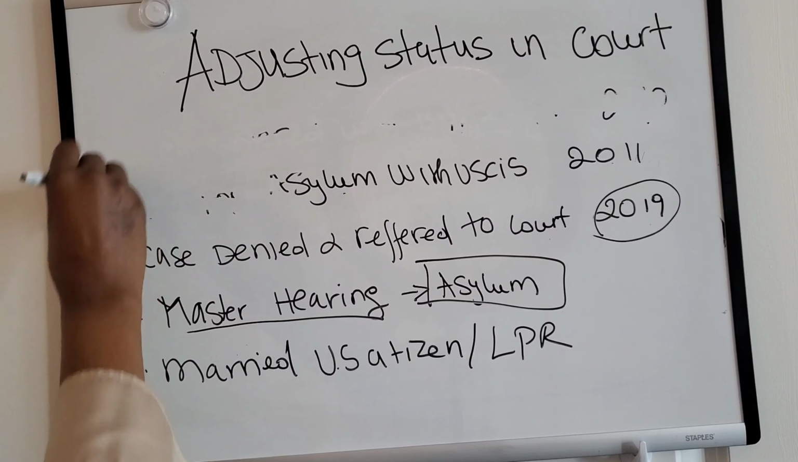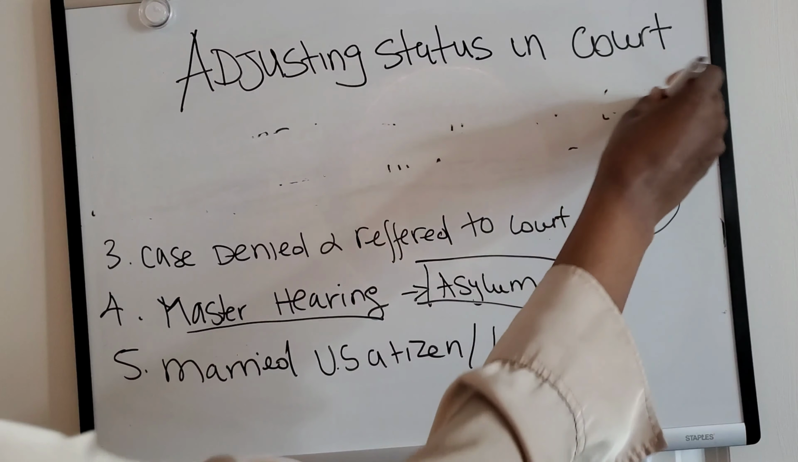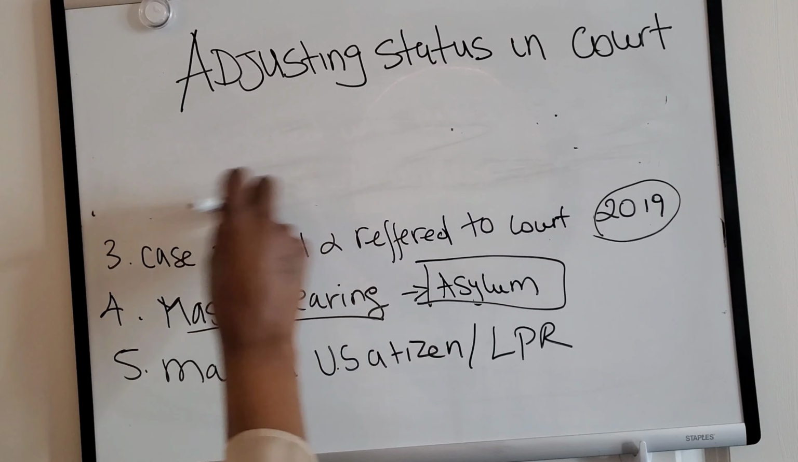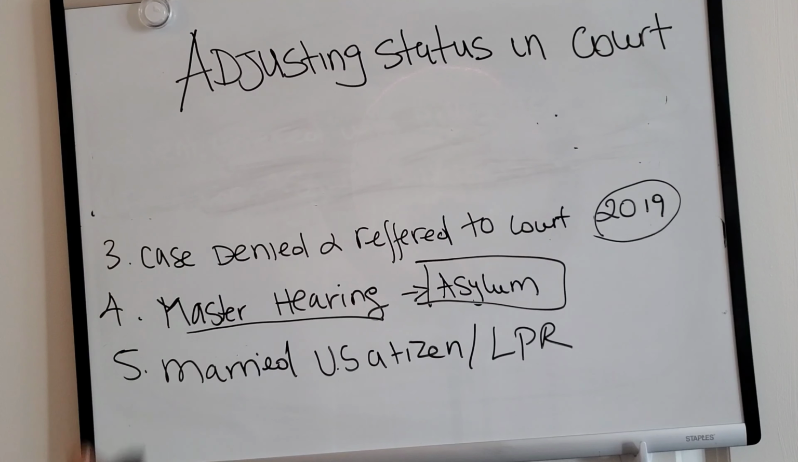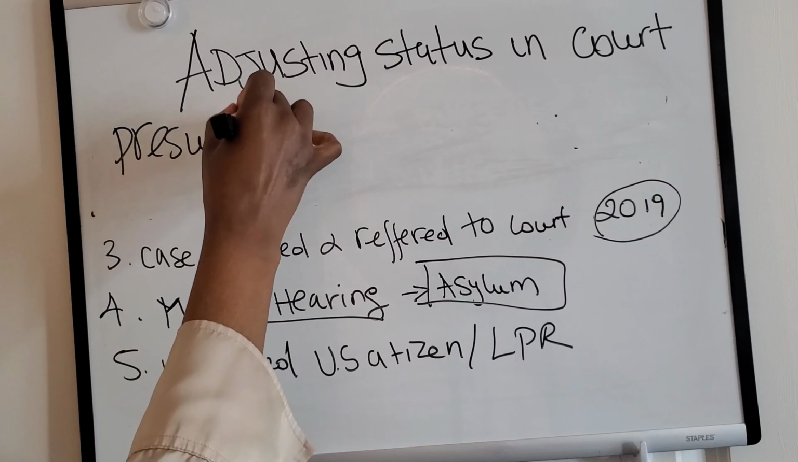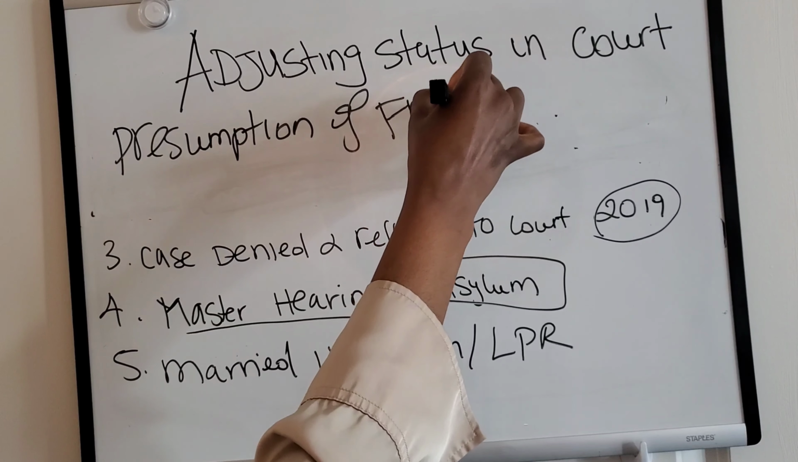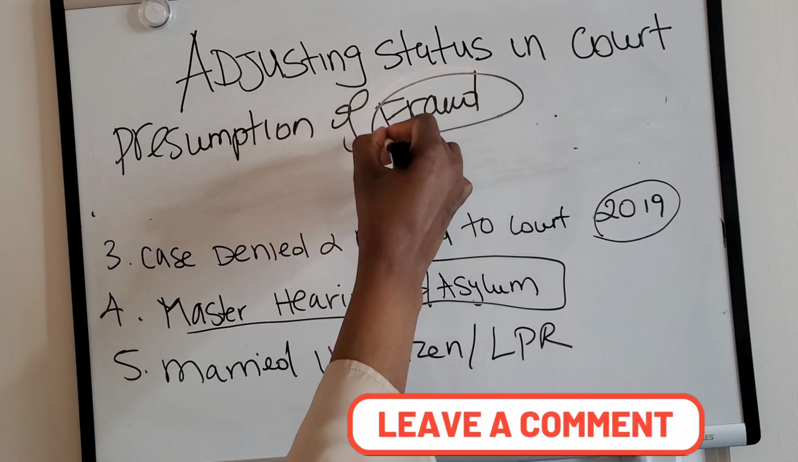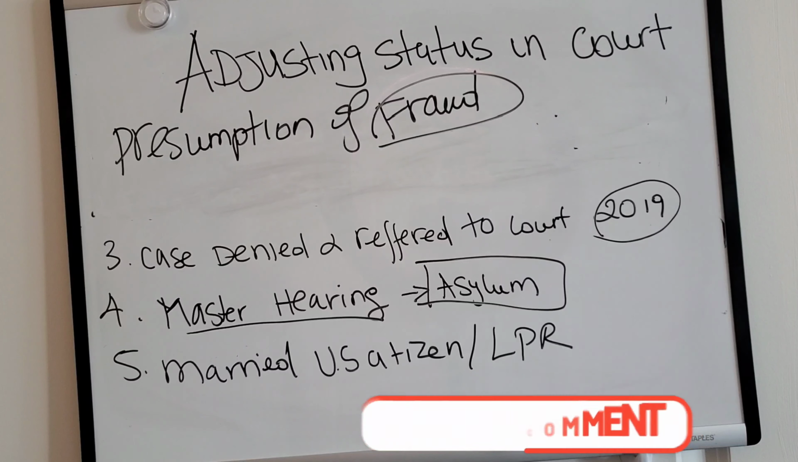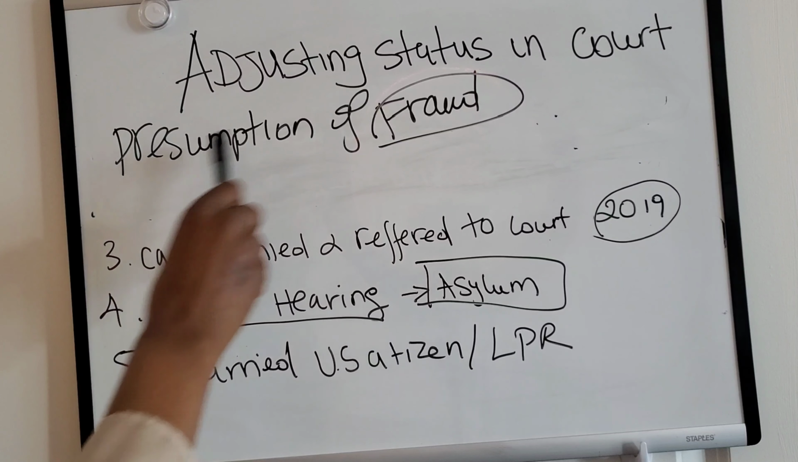When you are in court and you get married, especially when you get married after being brought to court, there is a presumption of fraud. So pretty much they think that this marriage is fraudulent because you want to stay in the U.S. Now you find yourself in court, you just want to stay in the U.S. and you go and get married. How do you overcome this?